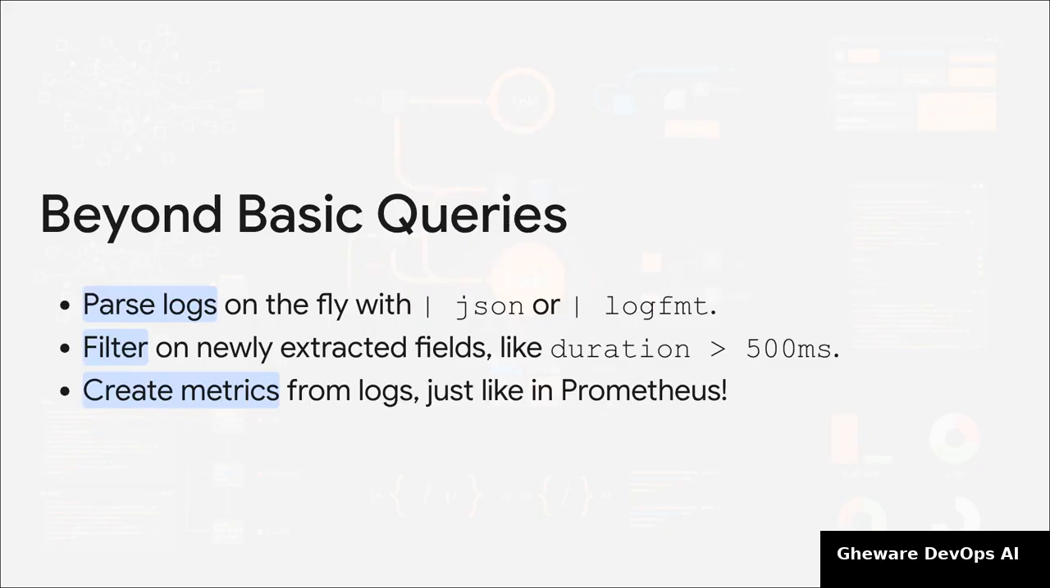But this is where Loki just completely blows my mind. If you have structured logs, you can use a parser like JSON to pull out fields on the fly and then filter on them. And check this out, this is the really wild part. You can run metric queries, just like you would in Prometheus, directly on your log data. It totally blurs the line between logs and metrics in this incredibly powerful way.